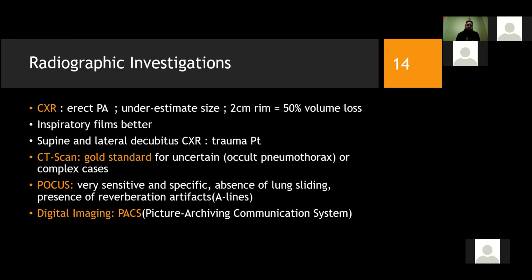In lung ultrasound, we will look for lung sliding. If there is absence of lung sliding, we will also look for the lung point, and there can be reverberation artifacts like A-lines, which can be present in a pneumothorax patient.